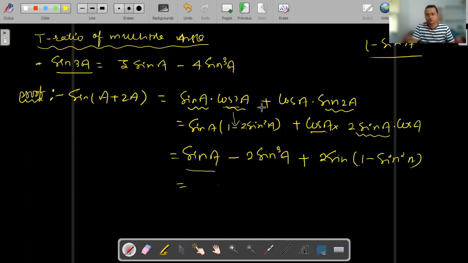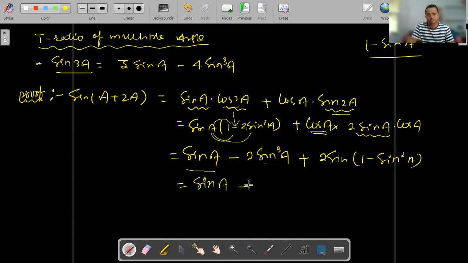So what we have done? Cos 2a in the terms of sine, so 1 minus 2 sine square a. Then just multiply: 2 sine cube a. Then here, cos a and sine 2a. What is the formula of sine 2a? 2 sine a into cos a. Then cos a into cos a, cos square a, and cos square a can be written as 1 minus sine square a. These fundamental identities, we discussed in the first lecture itself. I hope you understood this. Yes, sir.